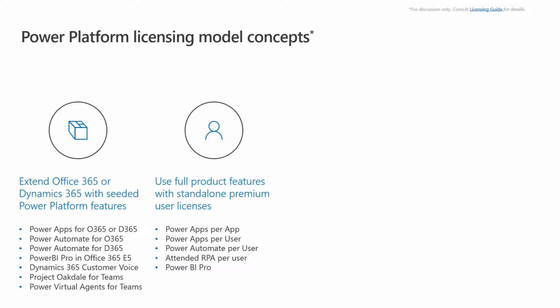The next one you have is your full-on product features with standalone premium licenses. So per app or per user. You get loads of functionality. You get premium connectors. You can leverage Flow and RPA. Very important to understand that.